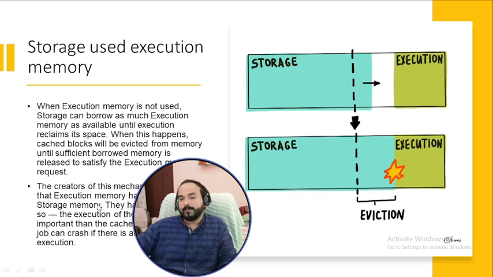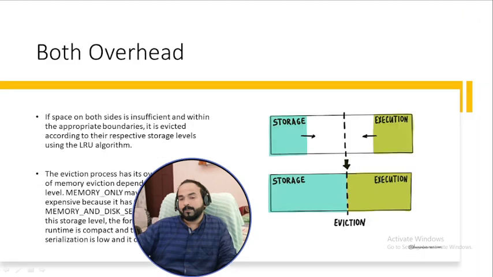So always keep in mind that execution always has a huge priority over the storage memory. There is a reason: the execution of the task is more important than the cache data. The whole job can crash if there is an out of memory in the execution. So this is the phenomenon of it.